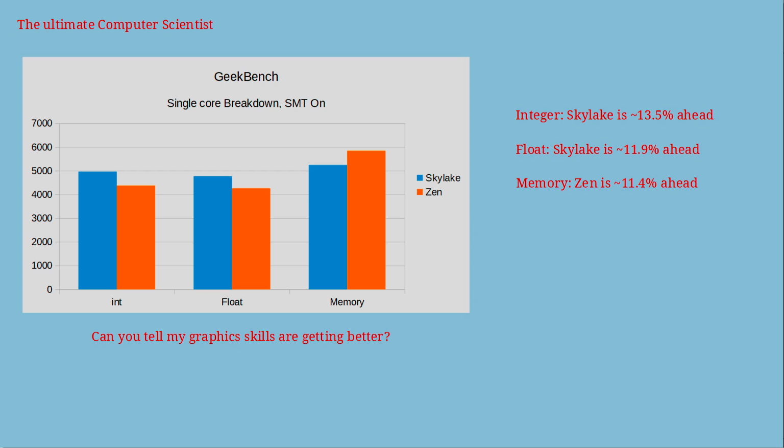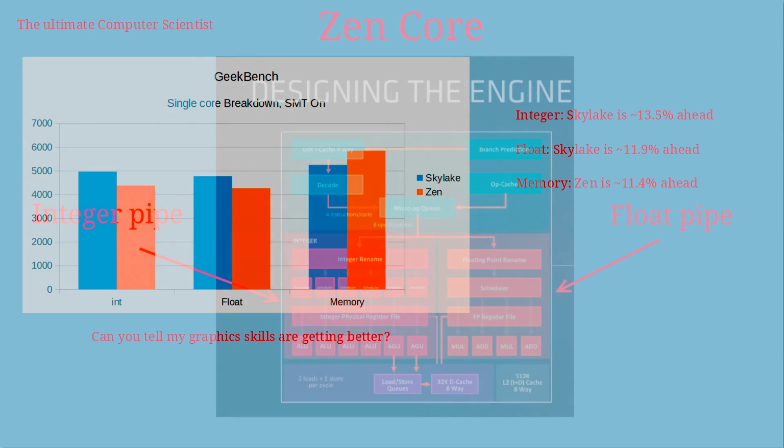So in the integer and floating point tests, the Skylake CPU scored 4,968 points against Zen's 4,374 points for integers, and 4,771 versus 4,261 in floats. In both cases, that's a near 13% performance improvement Skylake has over Zen. That's quite the jump from Zen beating Skylake by near 10%. This shows us that it's actually a design feature of the Zen core that is limiting performance here.